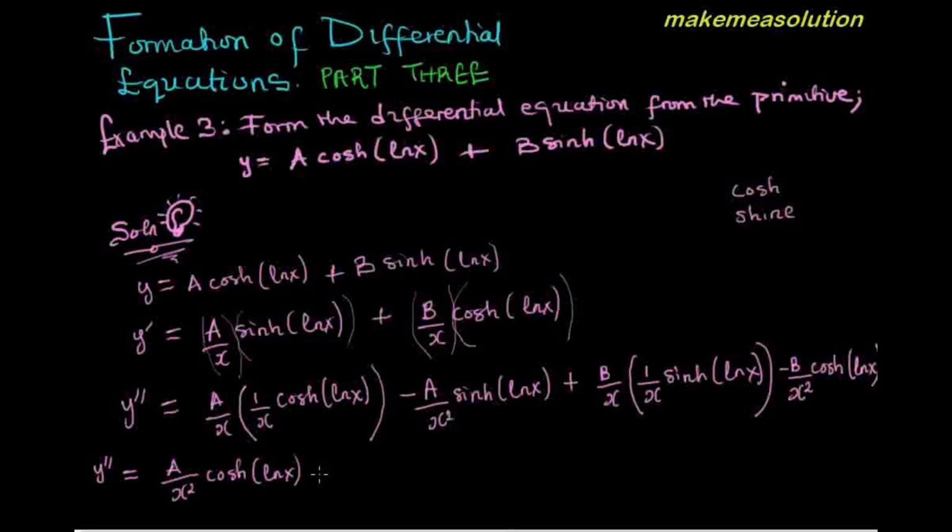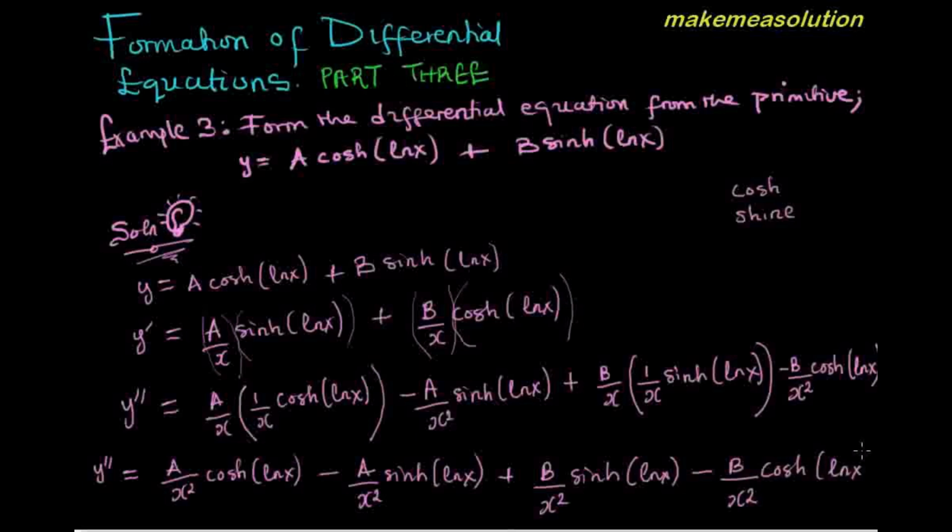cos ln x minus a over x squared sine ln x. We now have plus b over x squared sine ln x and minus b over x squared cos ln x. Okay, so take note of this last expression on the board. I am going to copy it down, and when I clear the board, I'll write it anew.